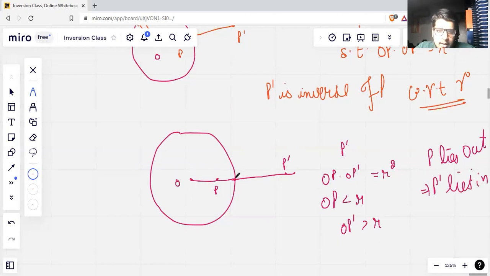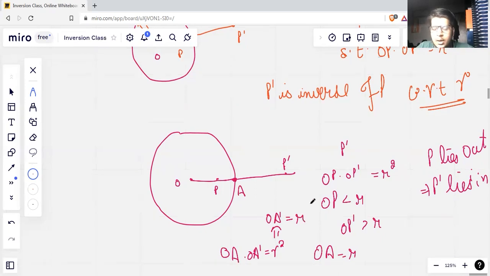Moreover, if there is a point, let's say A lying on the circle itself, what will the inverse of A be? Notice that OA is R, and we need OA into OA dash equal to R square. This means OA dash should also be R, and this should lie on the line OA, basically the ray OA to be precise. So the inverse of A is just A. Okay, I hope this part is clear.